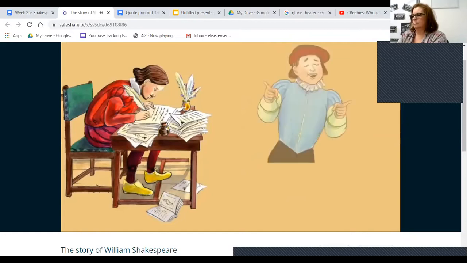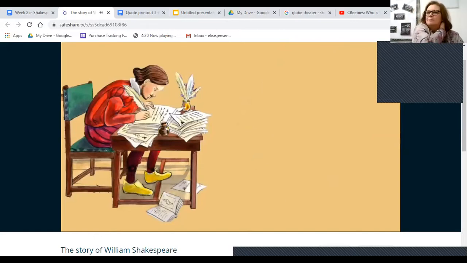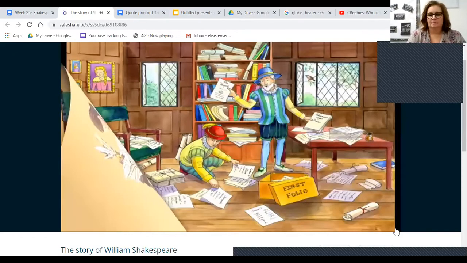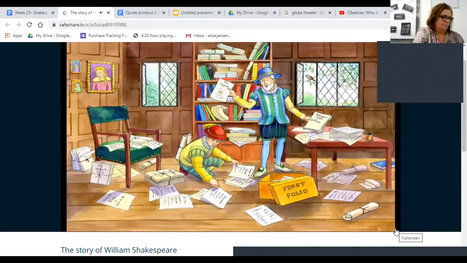And don't forget the 14-line poems known as sonnets. 154 of them in all. Phew! Shakespeare died on his 52nd birthday. Worst birthday ever! 7 years later, a couple of his actor friends collected together all his plays into a book, which we know as the First Folio.